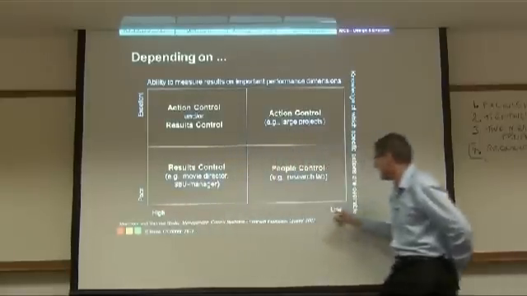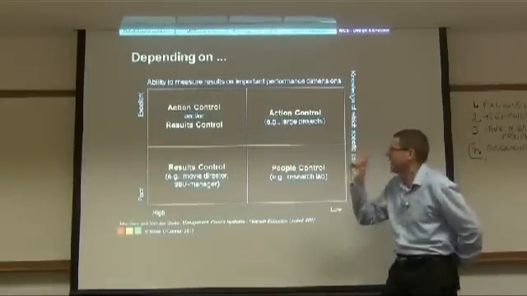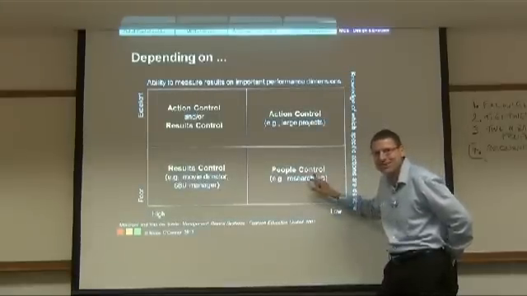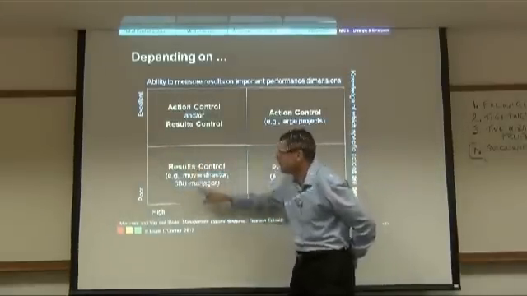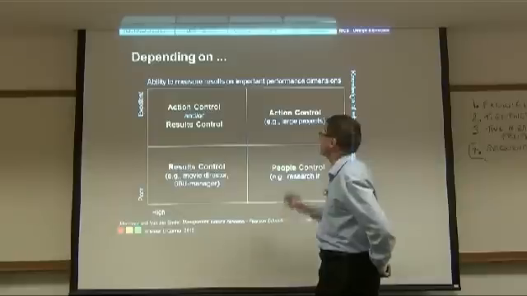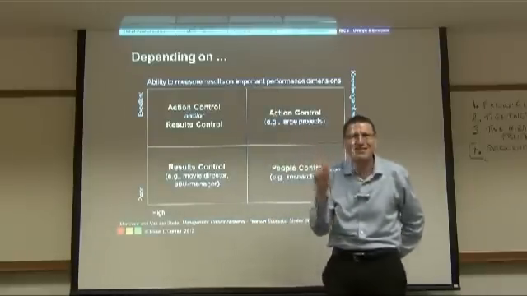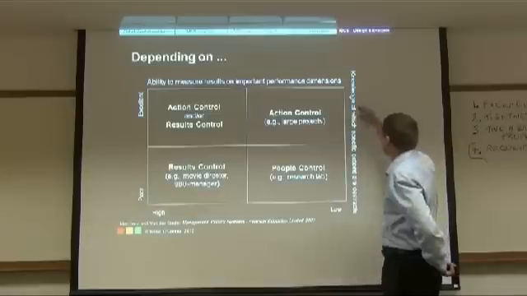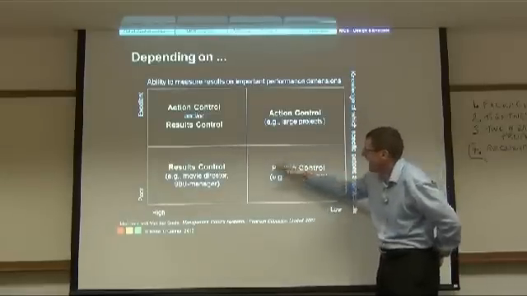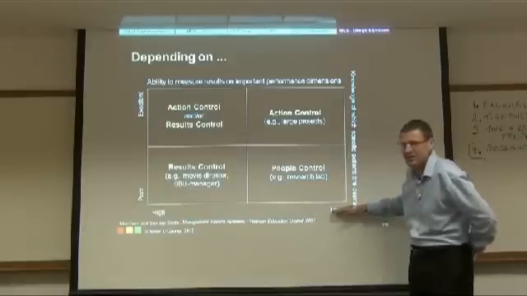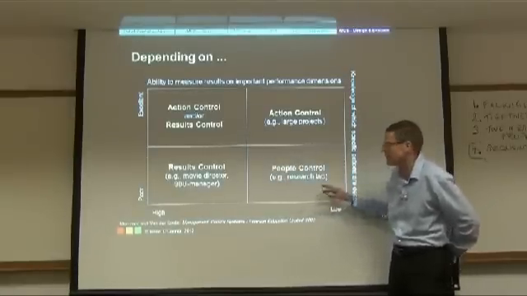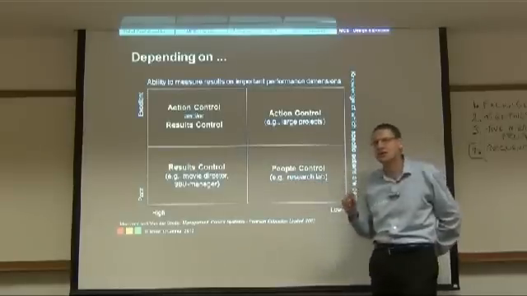And if you go down to here, you have low ability to measure. No, you can't. You cannot have results control. That's very clear, isn't it? Results control depends on being able to measure the results on important performance dimensions. All right, action control depends on the knowledge of the action. People controls, when you have very low ability to measure or very poor knowledge, then people controls can come into it. A good example here is a research lab.